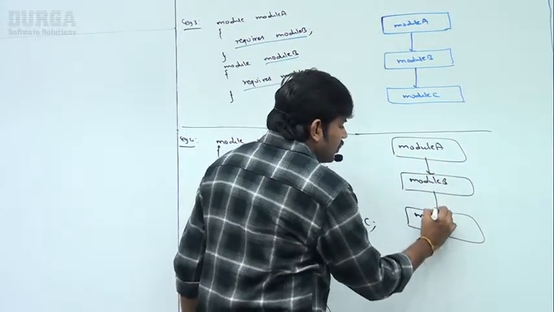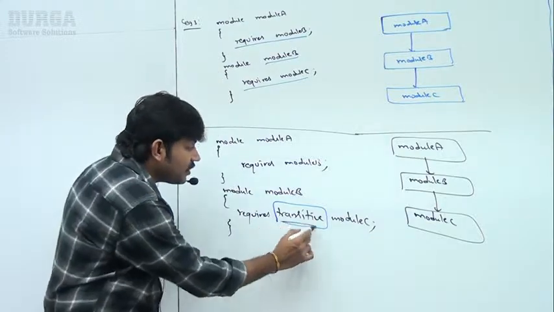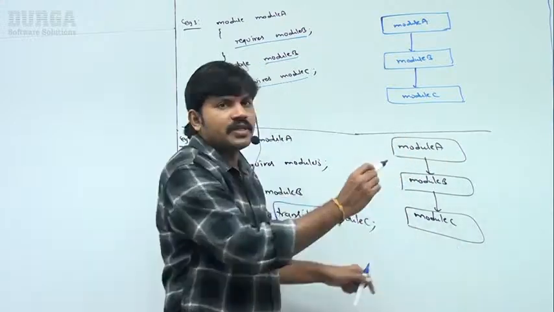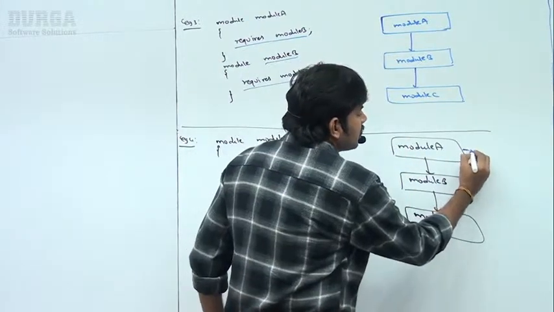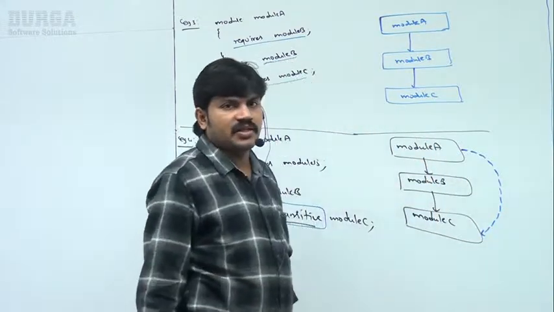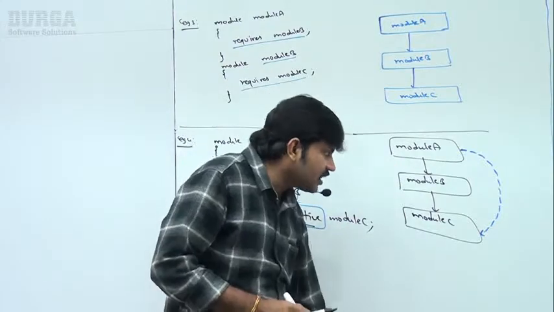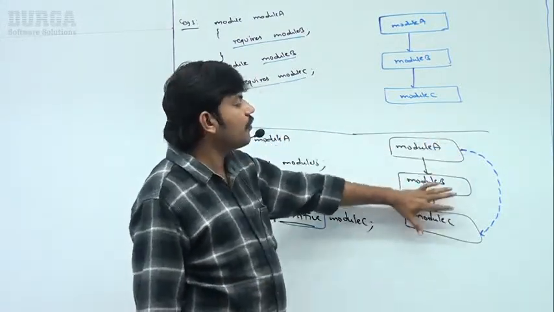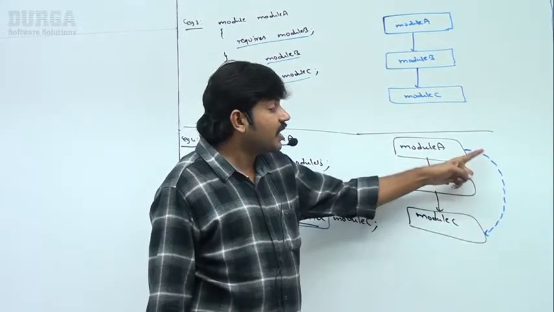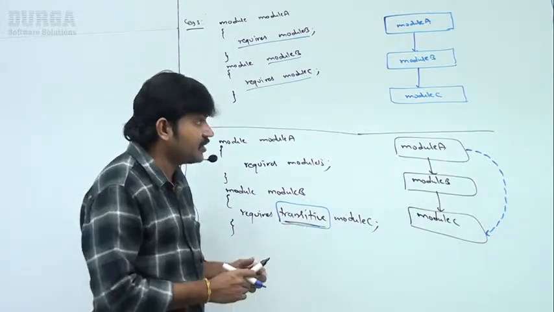Observe that. Module A requires module B. Module B requires module C, but it is transitive. That's why module C is available to module A also. This is nothing but transitive dependency. So now observe, for module A, B is available and C is also available because of the transitive keyword. Clear for all of it? It's very simple. I don't think you are going to face any difficulty.